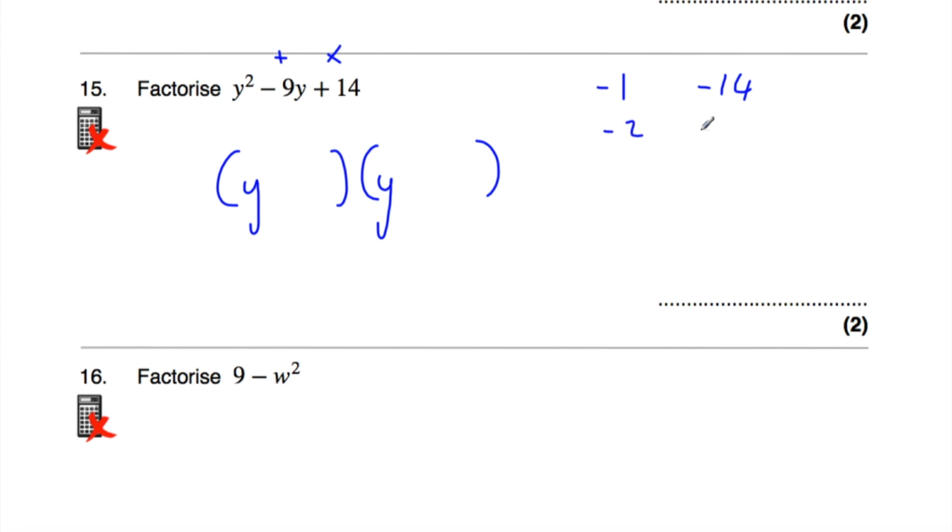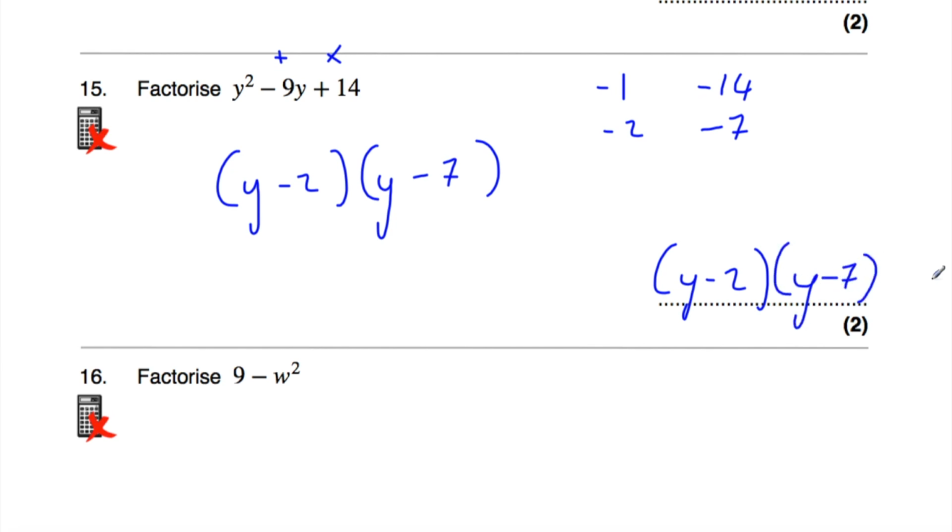Let's try minus 2 and minus 7. Well, minus 2 times minus 7 is 14. Fantastic. And minus 2 plus minus 7 is minus 9. So inside of our brackets, we're going to have y minus 2 and y minus 7. And that's it. So the answer would be y minus 2, y minus 7.